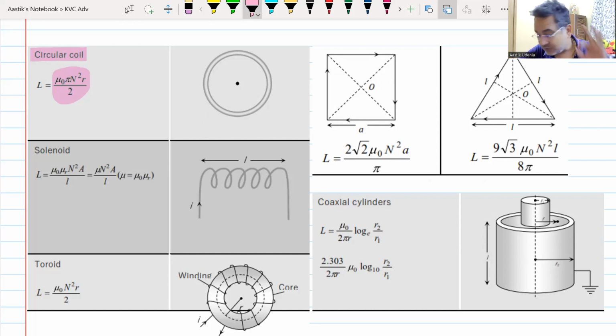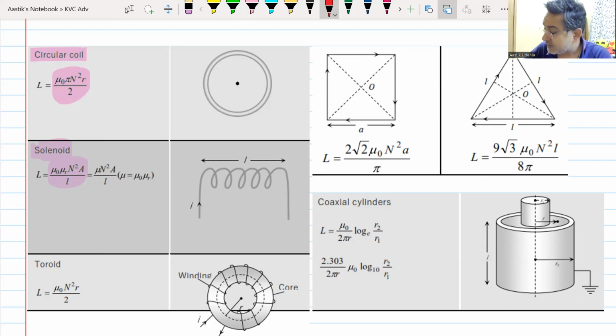Remember this formula. Then we have a long solenoid. The self-inductance of this solenoid is mu naught into mu r, depending on what is the medium inside, into N square into A by l. Remember, N is the total number of turns.